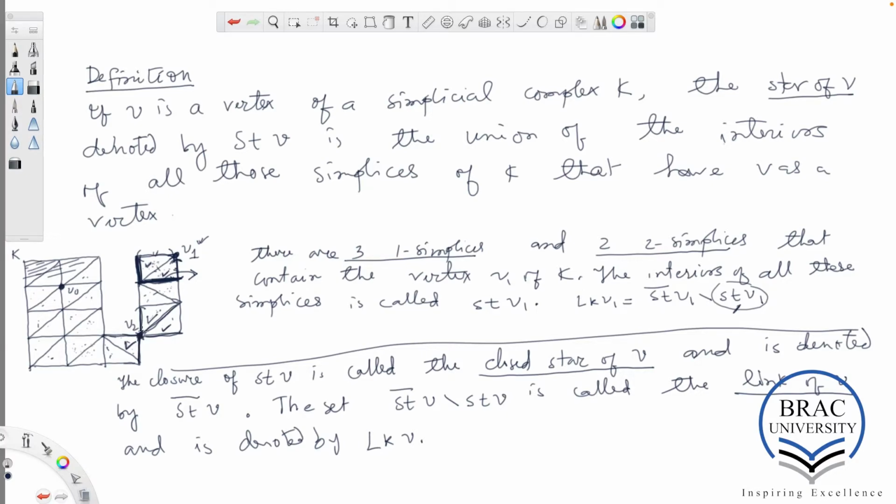So now if I try to form the link of V2, we'll see that it's going to be this line and these two lines. So this guy and this inverted L-shaped line together form the link of V2.